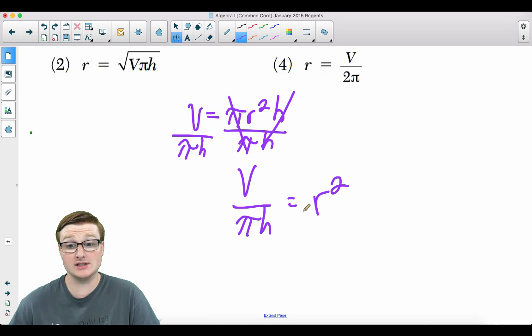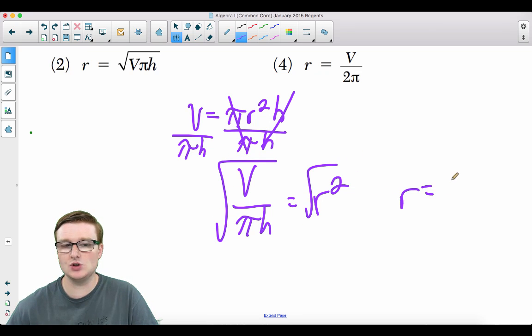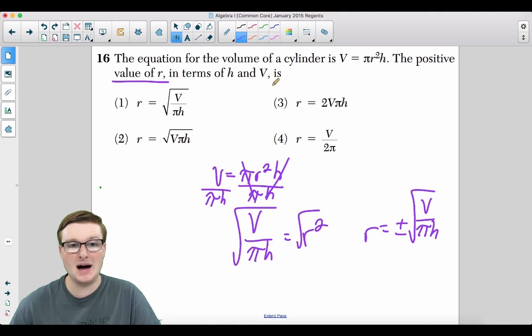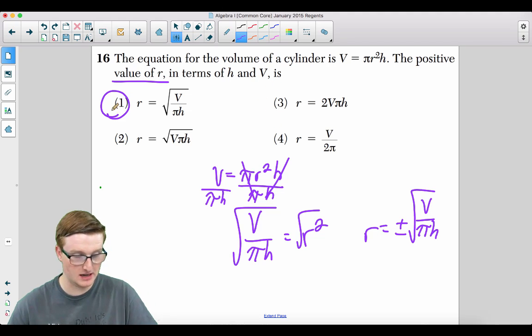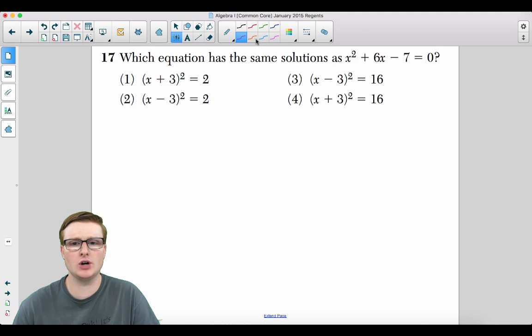Now in order to solve for r, you just take the square root of both sides, and then you get r is equal to plus or minus the square root of v over pi h. They are asking you for the positive value, so it's just the square root of v over pi h, which is going to be choice 1. All right, simple so far? I hope so. Moving on.